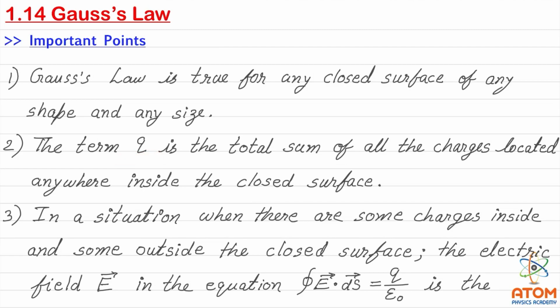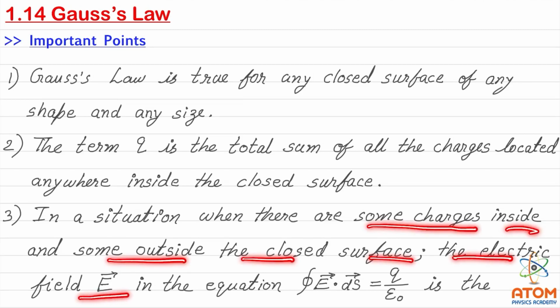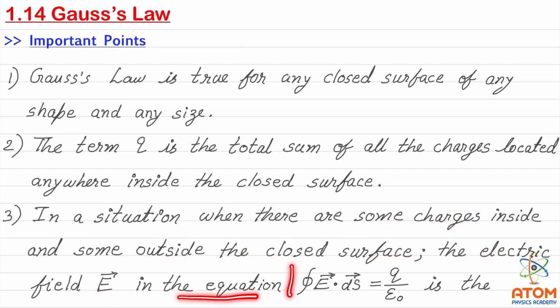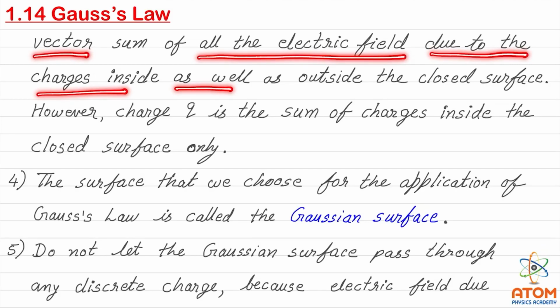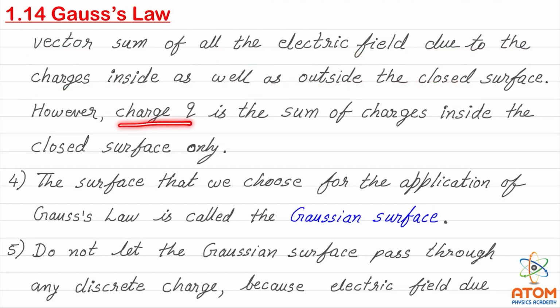Next, in a situation when there are some charges inside and some charges outside the closed surface, the electric field E in this equation is the vector sum of all the electric field due to the charges inside as well as outside the closed surface. However, the charge Q is the sum of charges inside the closed surface only. Let me clarify this.